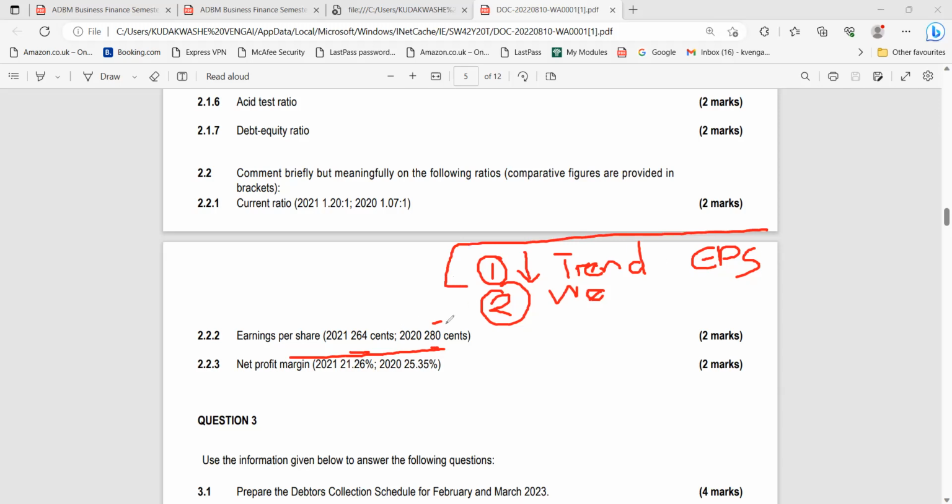On trend analysis, where we can say that there is a decline in earnings per share, which reflects that the profitability of the company is in decline, right? Which means that the shareholders might not look favorably upon this company. This can actually lead to a decline in the market price per share because the earnings per share is declining for this company. Go to the next one.